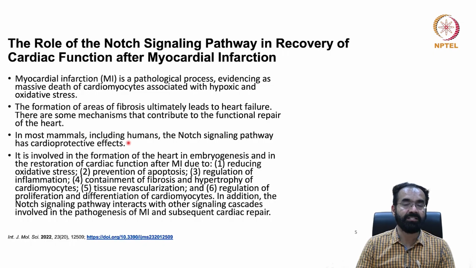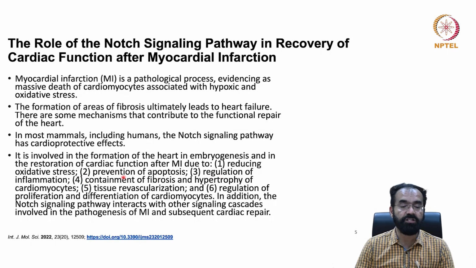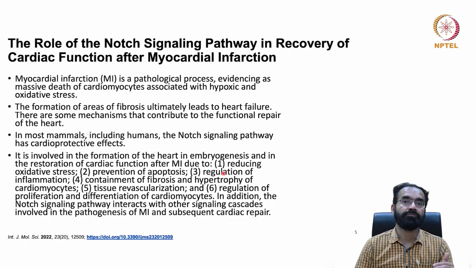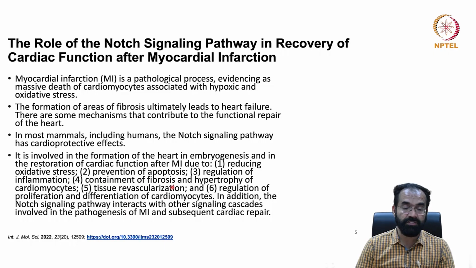In most mammals, including humans, the Notch signaling pathway has a cardioprotective effect. It is involved in the formation of the heart during embryogenesis and in the restoration of cardiac function in myocardial infarction due to some steps. Step number 1, reducing the oxidative stress. Step number 2, prevention of apoptosis. Step number 3, regulation of inflammation. And step number 4, containment of fibrosis and hypertrophy of the cardiomyocytes.